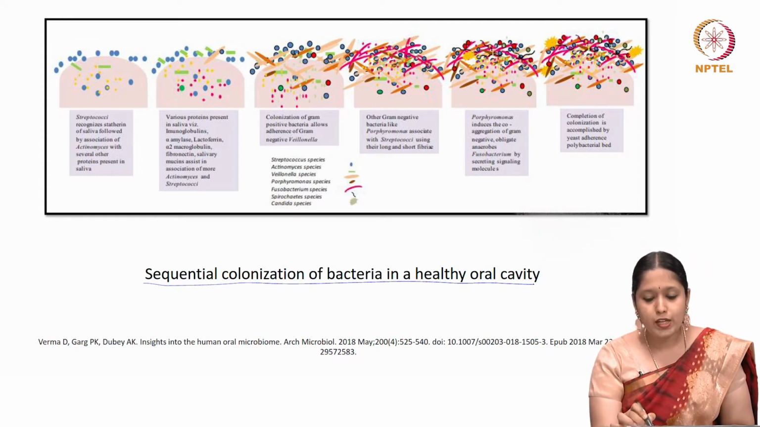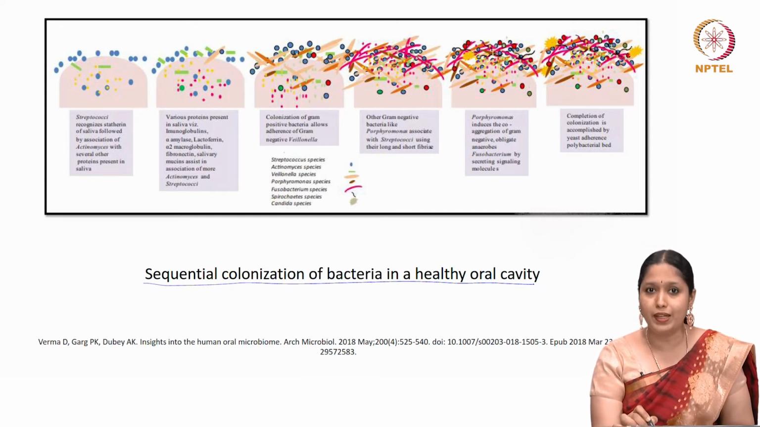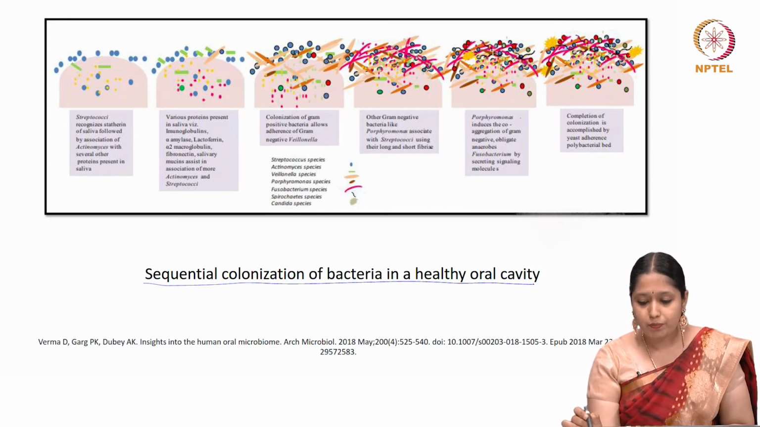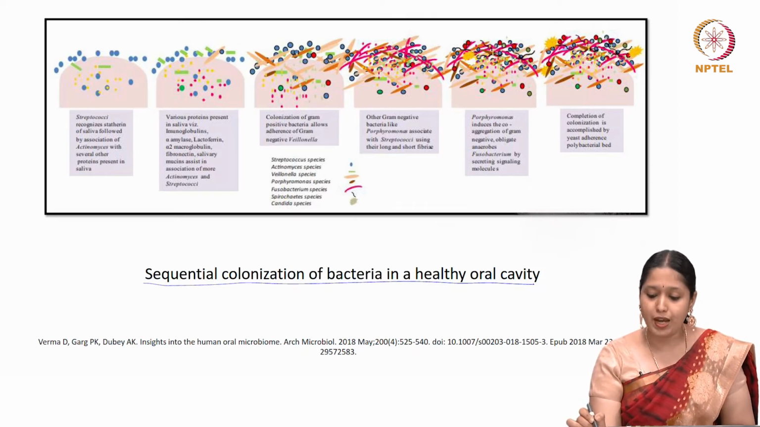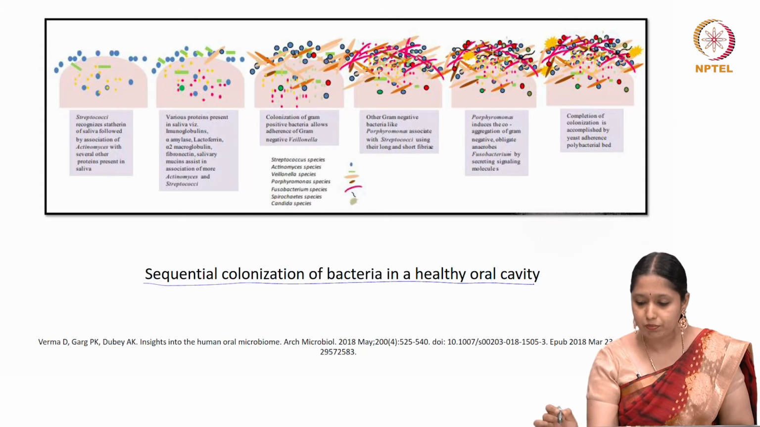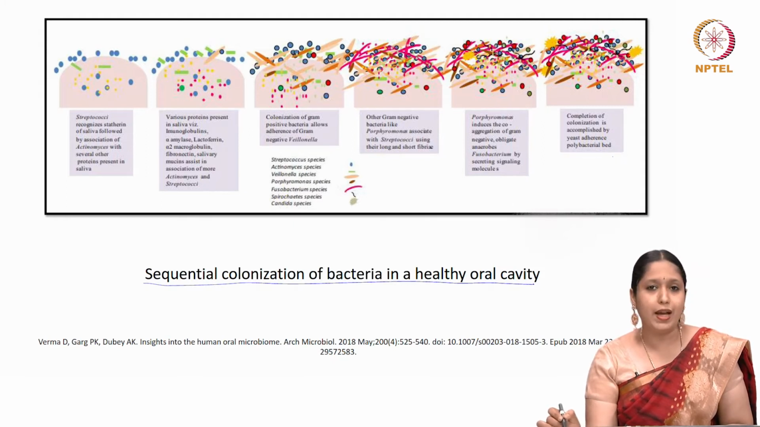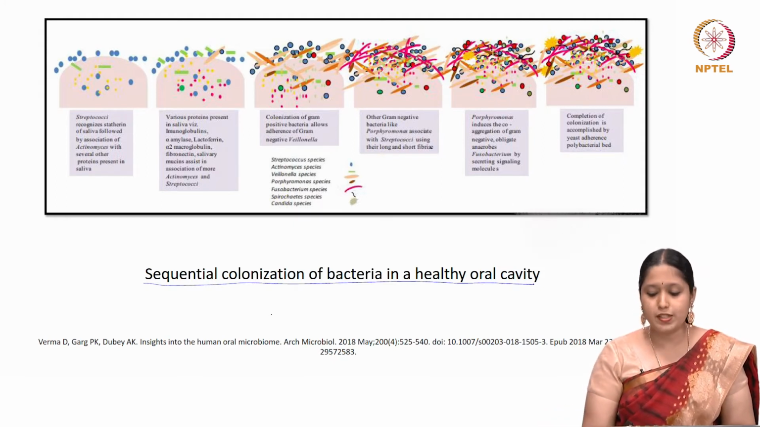After the colonization of gram-positive bacteria, it allows adherence of gram-negative bacteria, which is Veillonella. Other gram-negative bacteria like Porphyromonas also associate with streptococci. Later on, Porphyromonas will produce signaling molecules which induce co-aggregation of gram-negative obligate anaerobes. Later on, completion of colonization is accomplished by yeast adherence, which leads to a polybacterial bed. So this is the sequential colonization of bacteria in a healthy oral cavity.